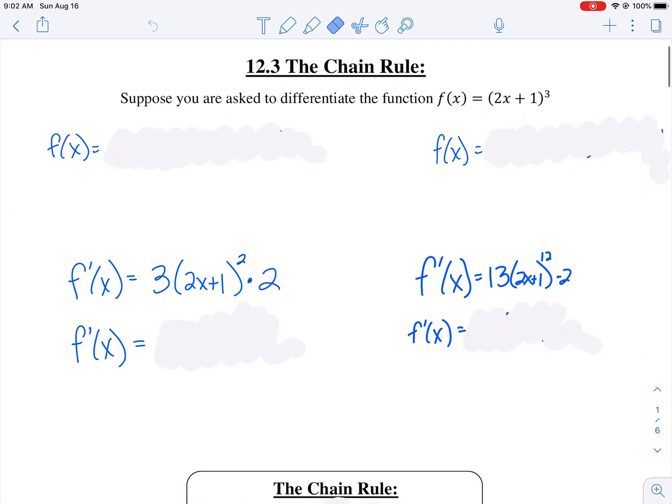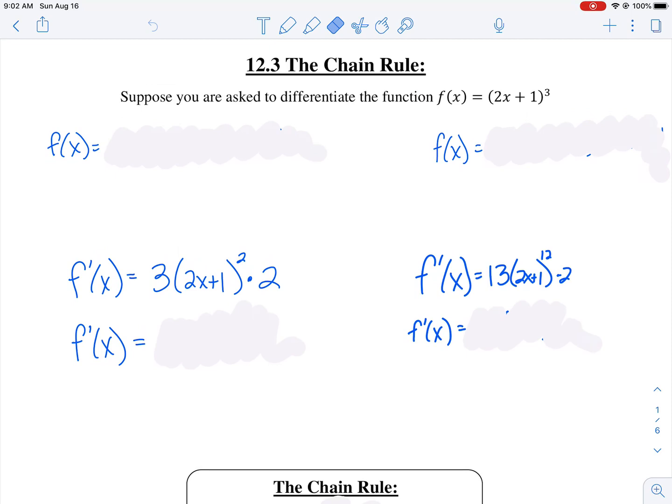All right, so suppose I asked you to differentiate this function, (2x + 1) to the third power. Unfortunately, we can't just use our power rule and try to bring that 3 forward and subtract 1 from the exponent. The derivative of this is not 3 times (2x + 1) squared. The only way at this point that we would be able to find the derivative of this is to take this (2x + 1) times another (2x + 1) times another (2x + 1). It's cubed, right? There's 3 of them. You would have to FOIL all of those out, combine your like terms, find the derivative, and then refactor it.